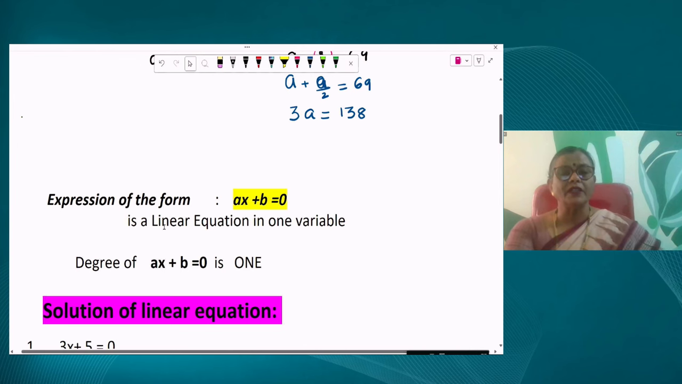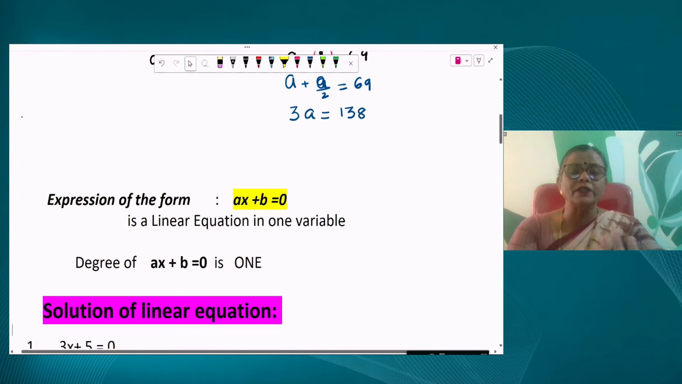Now let's identify this word linear. What does that mean? Linear means a straight line. What does straight line mean here? That is, when we make a graph out of it, we come across the graph as a straight line. That's the term that we have for linear. And the characteristic of this linear equation is that its degree will always be 1.